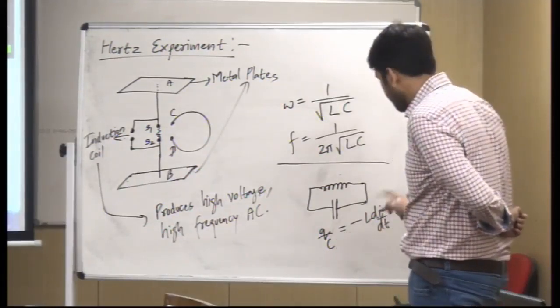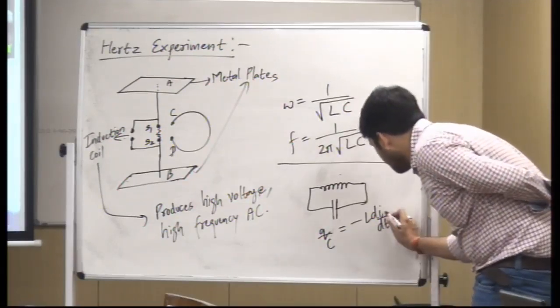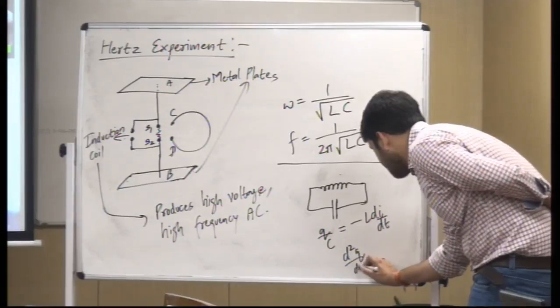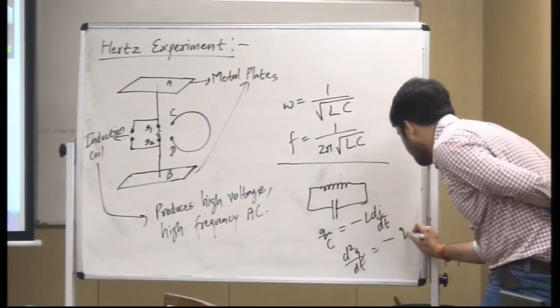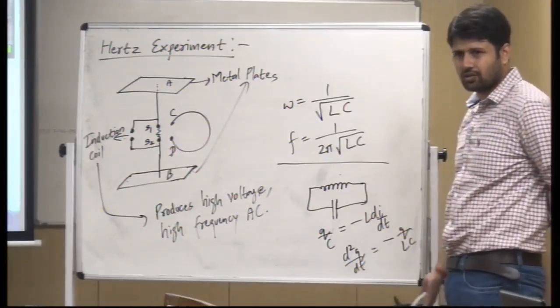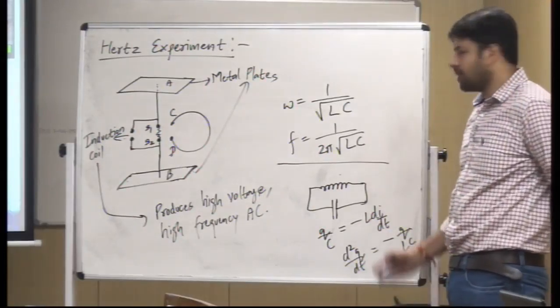Right? I can write I as dq by dt. So this would become d square q by dt square is equal to minus q by LC. Right? LC oscillation was this only. Okay. So what was happening initially?